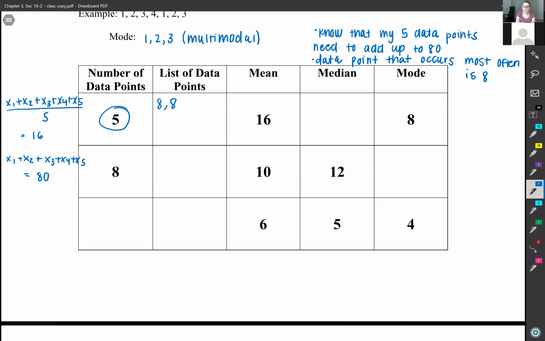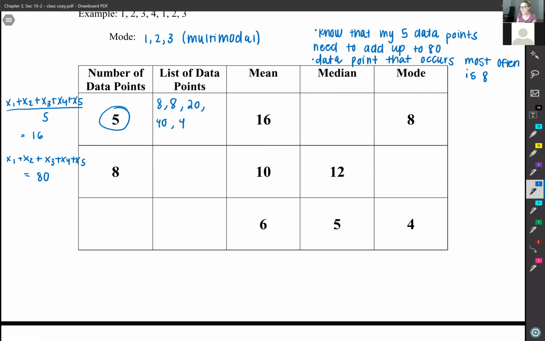There are a lot of options for answers to this. You can just pick what you want. So 8 plus 8 is 16. So 80 minus 16 means that I have 64 more that I have to account for. So my next 3 numbers in my list of data points should add up to 64. I want all 5 of them to add up to 80, and I already have 16 accounted for because I have 2 8s. So I know that my next 3 data points need to add up to 64. So to make it easy, I am just going to pick 20, 40, and then 4.